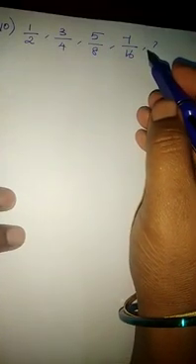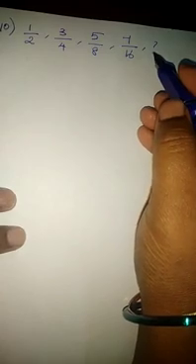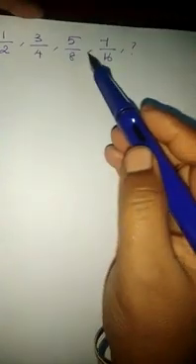Today we are going to discuss different kinds of reasoning. So let's start. The 10th question is 1 by 2, 3 by 4, 5 by 8, 7 by 16, then question mark. Let's find the solution for it.